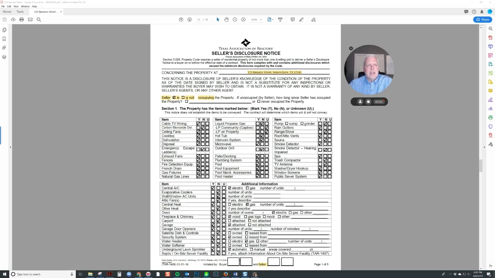When you come down into the next section, what you have here is all the items which are possibly in the house. Of course, this is not every item, but this is a pretty comprehensive list. And what you do here is it says, for instance, cable TV wiring. It's going to say, yes, you do have it, no, you don't have it, or you don't know, so unknown. And so for instance, in this house, I would say, yes, it has cable TV wiring.